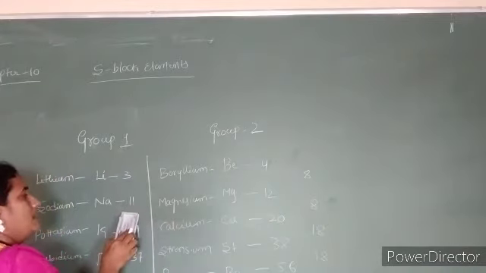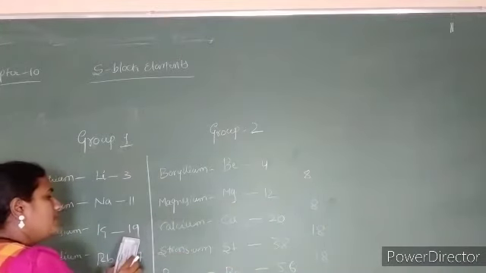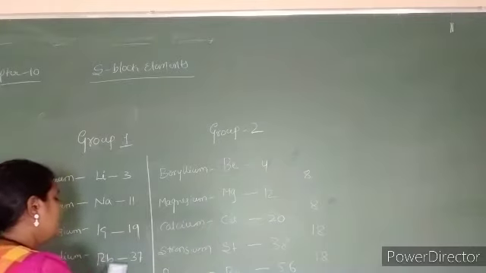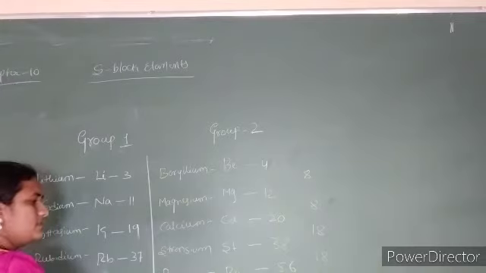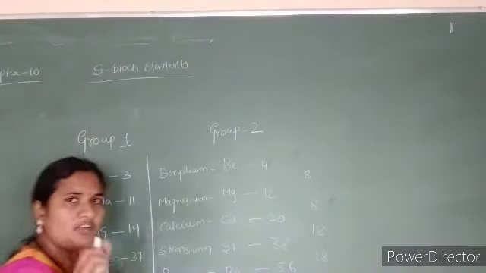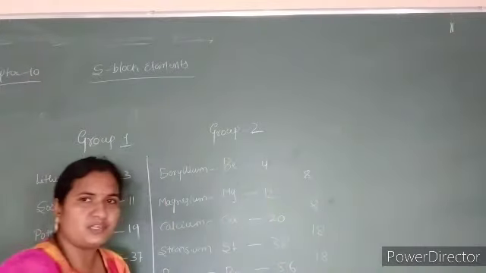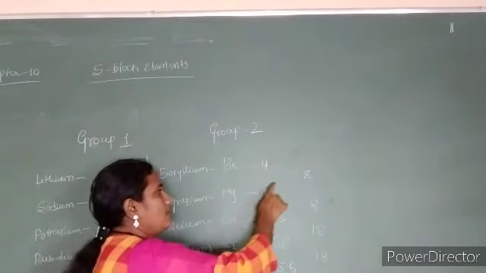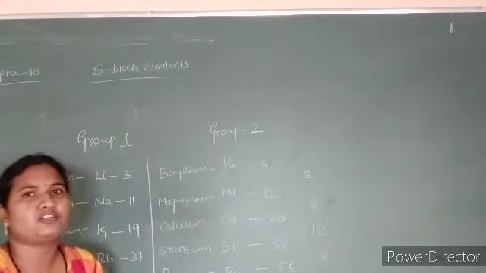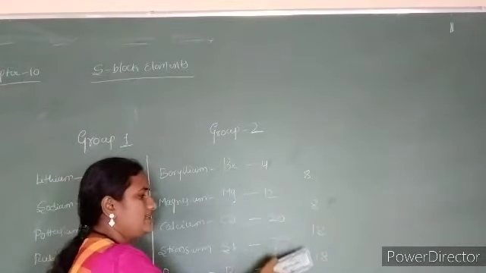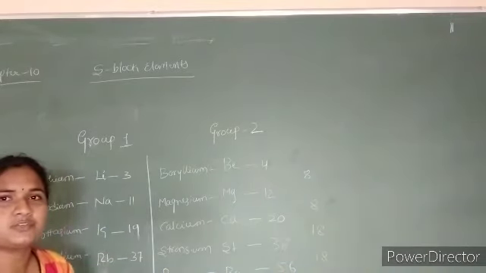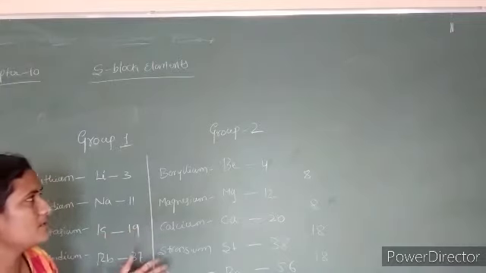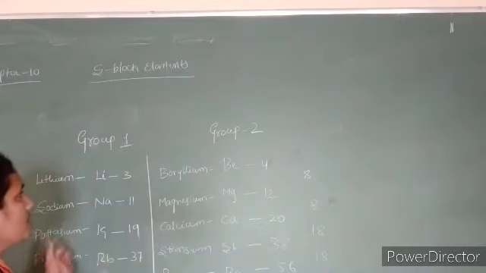12 minus 1, 11, sodium. 20 minus 1, 19, potassium. 38 minus 1, 37, rubidium. 56 minus 1, 55, cesium. 88 minus 1, francium. So in this way, you have to remember at least beryllium's atomic number 4. To that you add 8, and you will get the remaining atomic numbers: 8, 8, 18, 18, 32. In this way you can simply remember the atomic numbers of group 2 as well as group 1 elements.